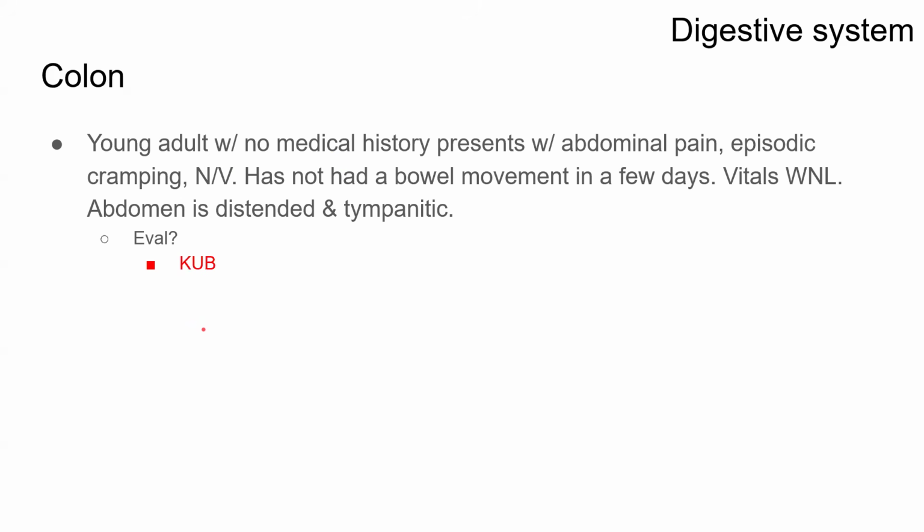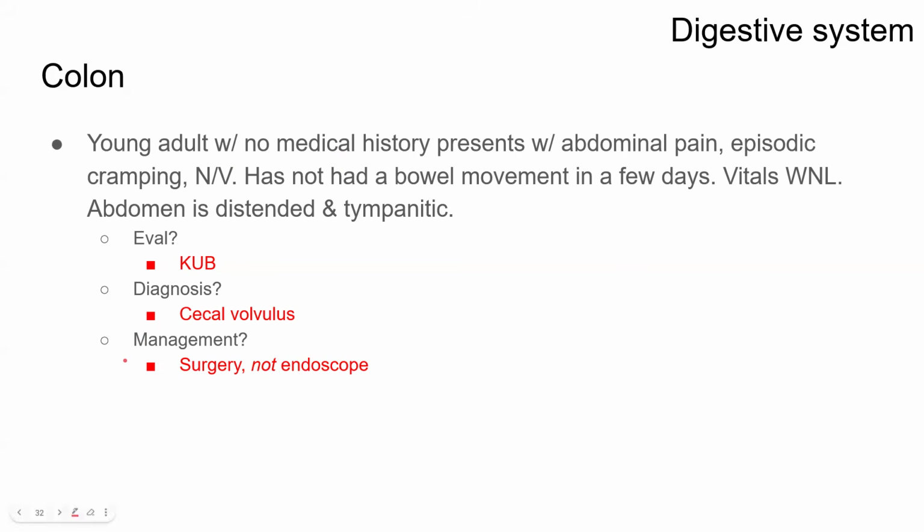Very similar to the last one, you get a KUB or an abdominal X-ray. The diagnosis in this case is cecal volvulus. So, if you're thinking sigmoid volvulus is the left lower quadrant, cecal volvulus is the right lower quadrant. The management of this case for cecal volvulus is surgery. So, for sigmoid volvulus, you start with the endoscope, but for cecal volvulus, even though this guy is stable, you still do surgery.